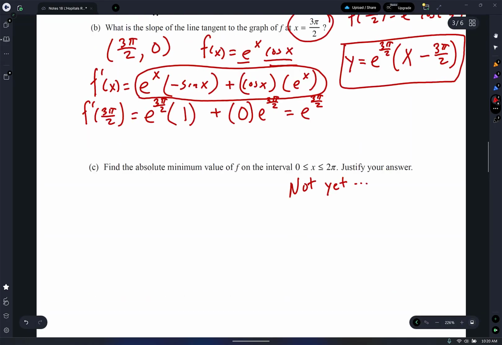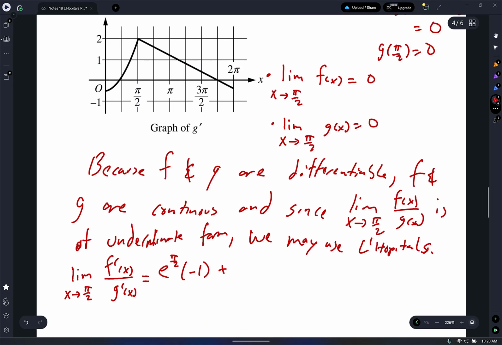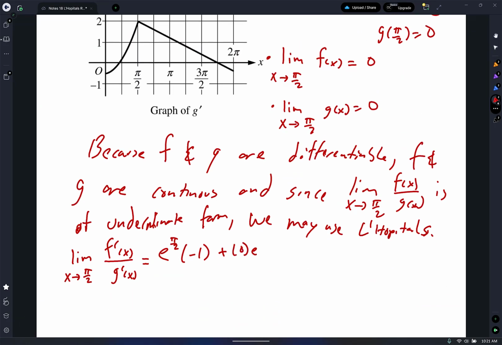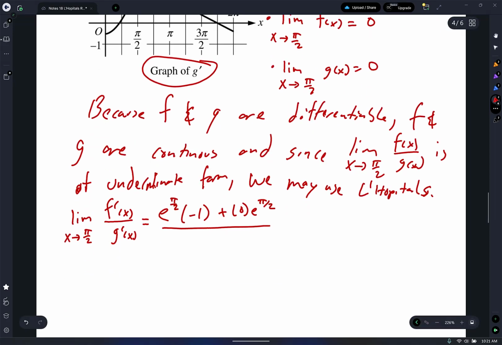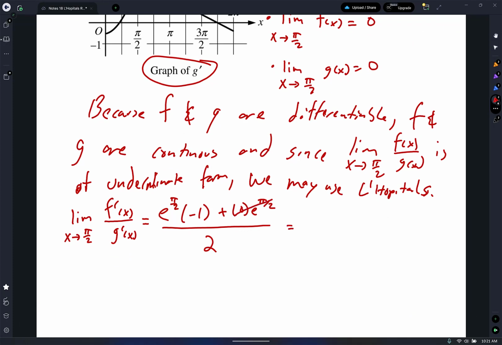Plus, and I think that one's a 0, right? Cosine of pi over 2 is 0 times e to the pi over 2, over, and then here's my derivative. Look, this is the graph. This is my derivative graph right here. It says g prime. At pi over 2, what is that derivative? What is the value? 2 over 2. So let's see, that goes away. Negative e to the pi over 2 over 2 is your limit.